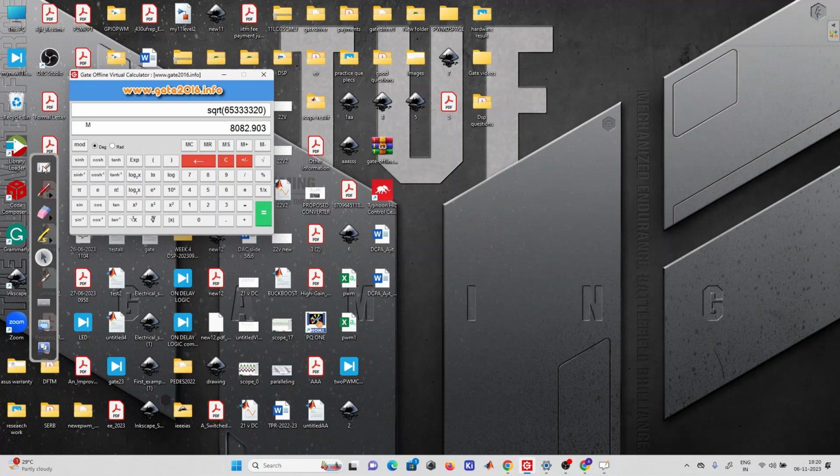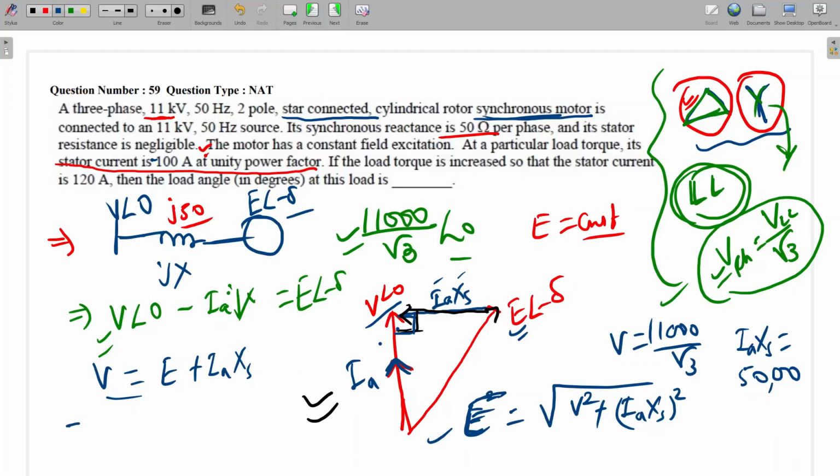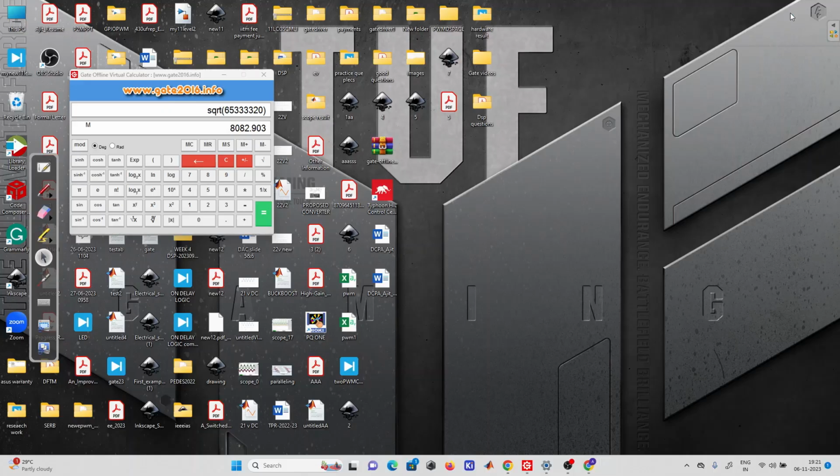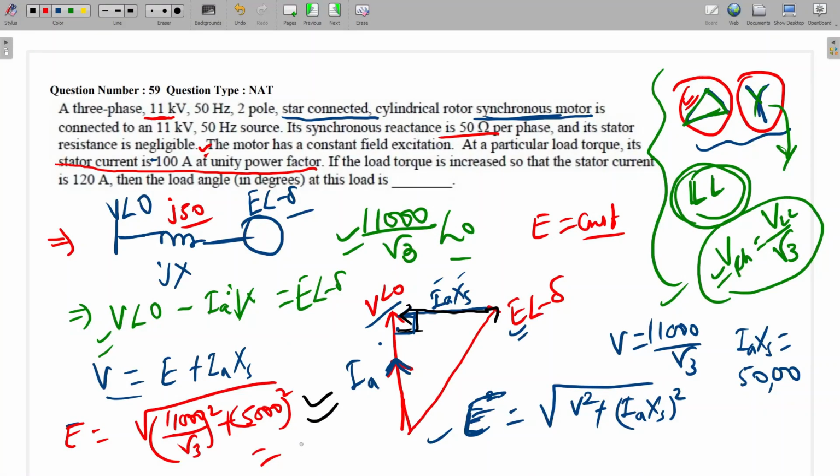Okay. So E will be equal to under root of 11,000 by √3 whole square plus 5,000 whole square. So you can do the calculation like 11,000 by √3 whole square. Memory you can save this one. Again you can do this square, plus memory, and under root. So it will be 8082.9. So this will be the value of E. This is condition 1.